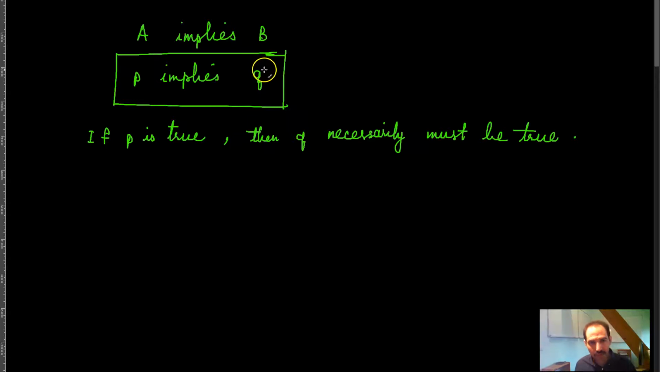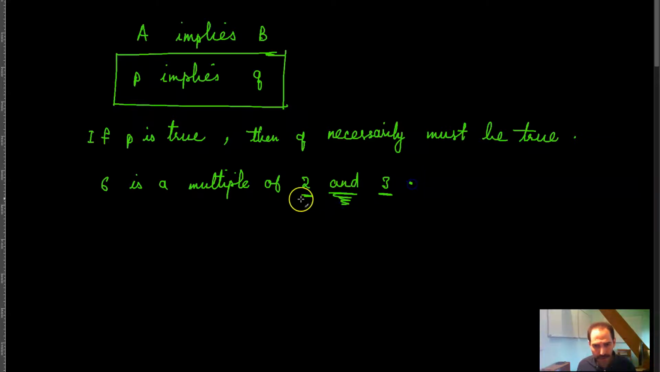Or another way to say the same thing is that in order for P to be true, Q necessarily has to be true. So for example, let's take the example of a number. Let's say that 6 is a multiple of 2 and 3. And I'm using the connective and here, meaning that 6 is a multiple of 2 and it is a multiple of 3, both at the same time.